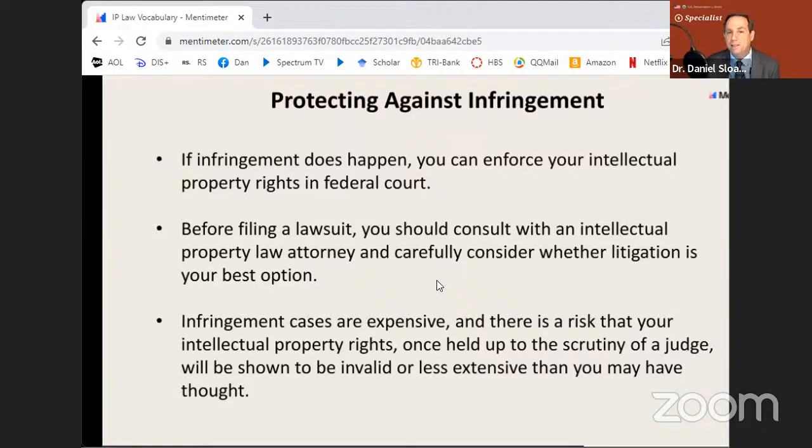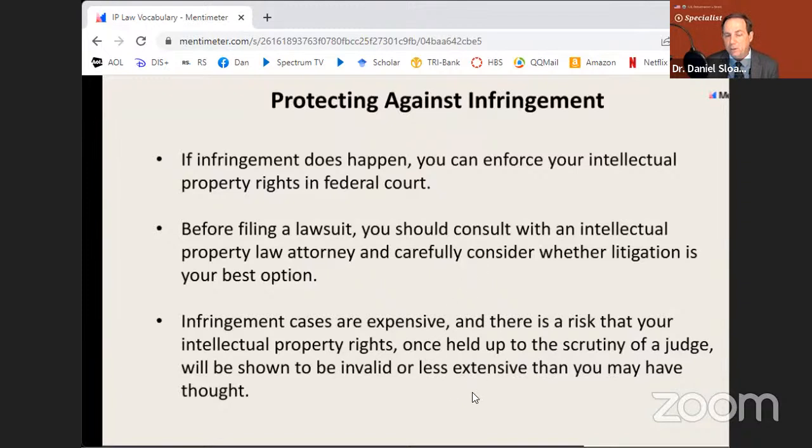If infringement does happen, you can enforce your intellectual property rights in federal court in the United States. Before filing a lawsuit, you should consult with an intellectual property attorney, and carefully consider whether litigation is your best option. Usually the better option is not, because infringement cases are expensive, and there is a risk that your intellectual property rights, once held up to the scrutiny of a judge, will be shown to be invalid or less extensive than you may have thought.